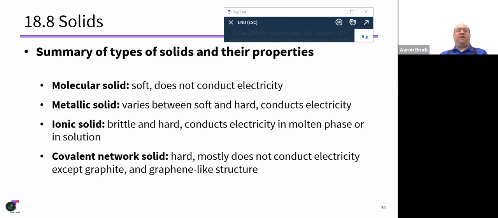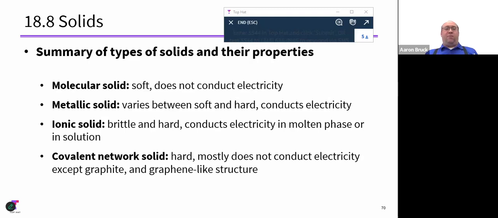Metallic solids, on the other hand, we have a variety of soft and hard. They conduct electricity really, really well. They are packed together pretty tightly. And as a result of that, they do have relatively strong intermolecular forces between them, which makes them really hard to melt, really hard to boil. They have very high boiling points and melting points as a result.